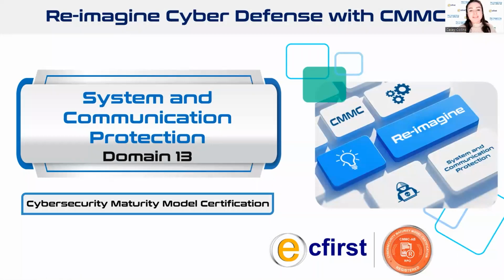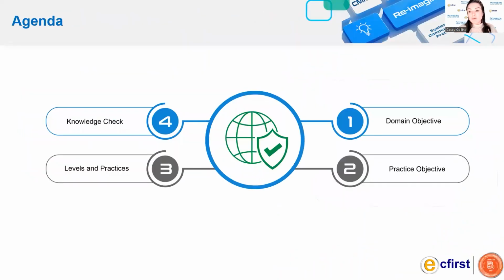This is Domain 13, System and Communication Protection of the Cybersecurity Maturity Model Certification, or CMMC. First, we'll go through the objective of the domain in its entirety, each practice and its objective, levels and practices, and a knowledge check.